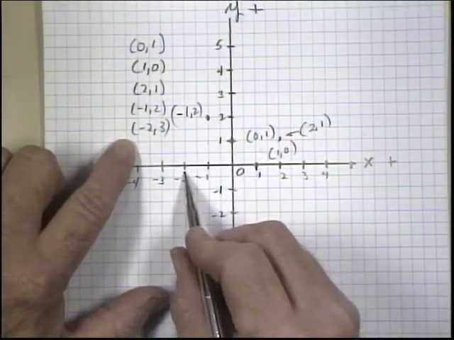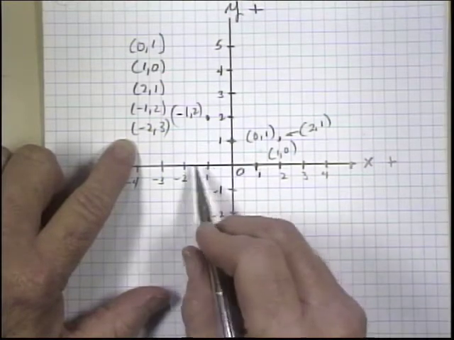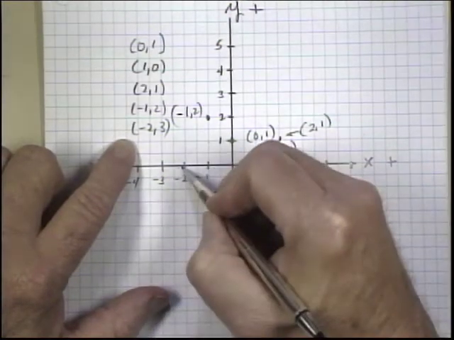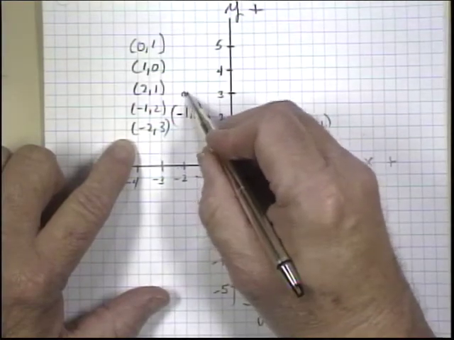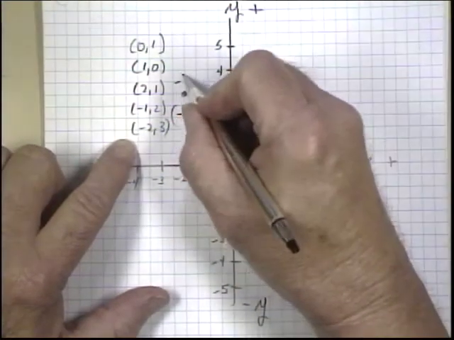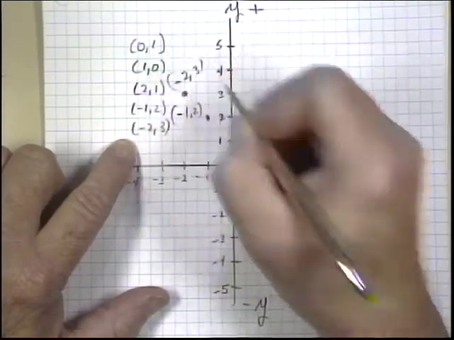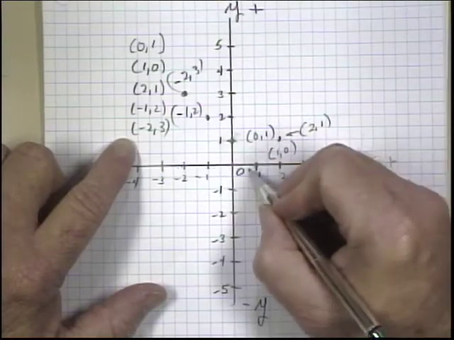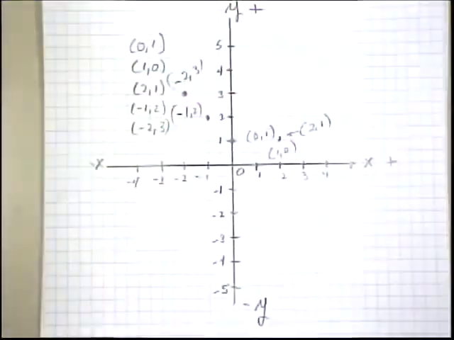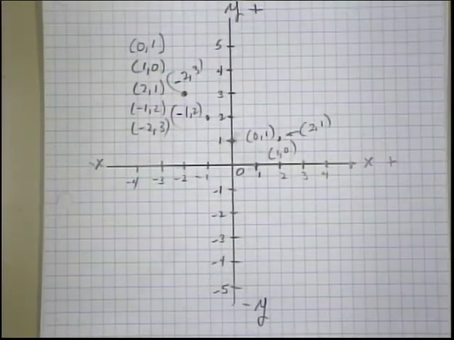Here's a minus 2 on the x, minus 1, minus 2. And then a positive 3 on the y would be 1, 2, 3. This is minus 2, 3. So look at, we start here, go down here, and then go up here. Our graph looks like this.